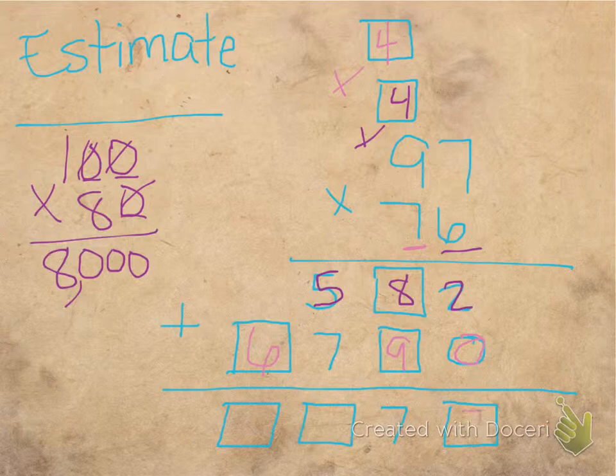2 plus 0 is 2. 9 plus 8 is 17. Carry the 1. 7 plus 5 is 12 plus 3, 13. Carry the 1. 6 plus 1 is 7. Your answer is 7,372.